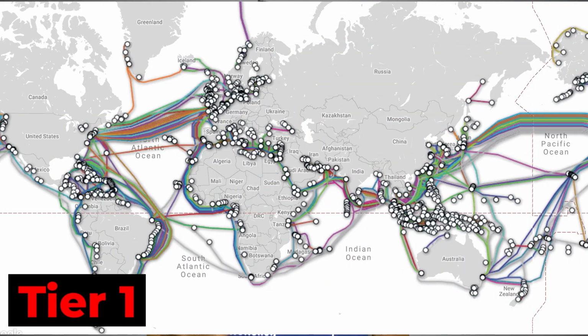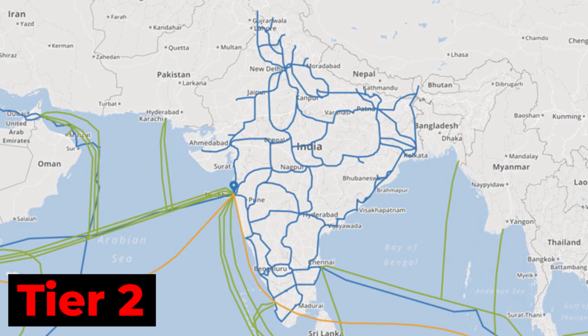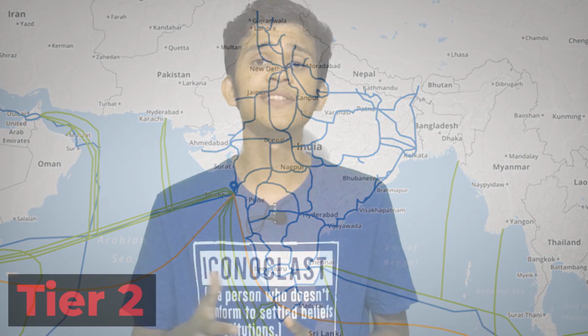Now let us understand the three tiers of the internet. In tier 1, the companies who spread optic fiber cables all over the world come in. The tier 2 companies are responsible for distributing the internet on land. Jio, Airtel and BSNL come in tier 2 because they are responsible for spreading internet cables all over India, and that's how you're watching this video.